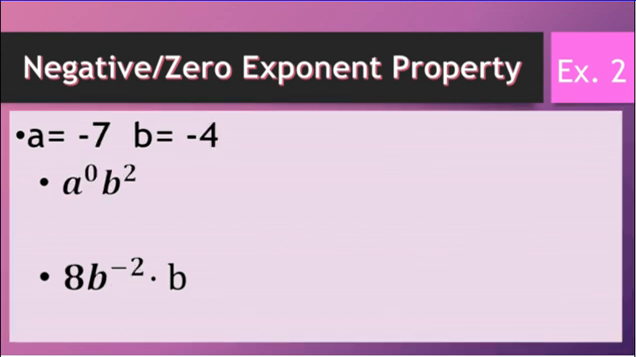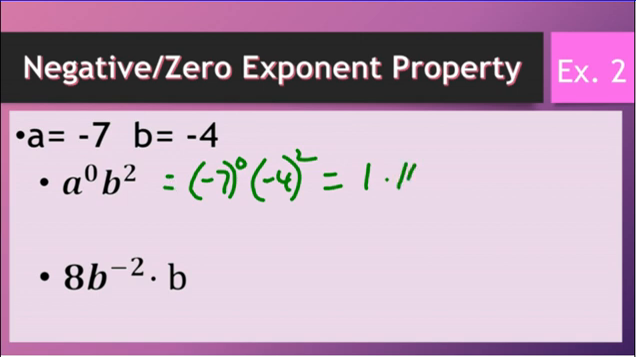Next one, a is negative 7. So negative 7 to the 0 power times b, which is negative 4 squared. So now I have anything to the 0 power is 1 times negative 4 squared is a positive 16, gives us an answer of 16.